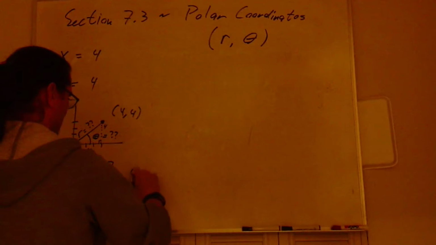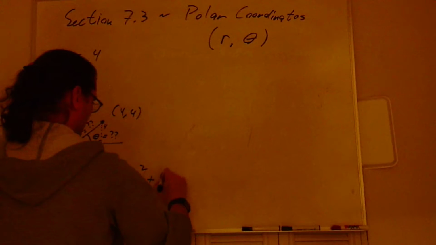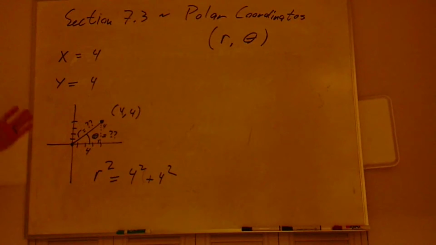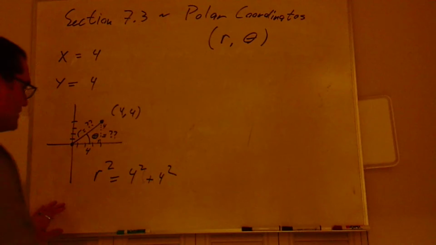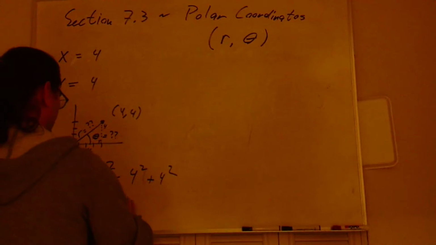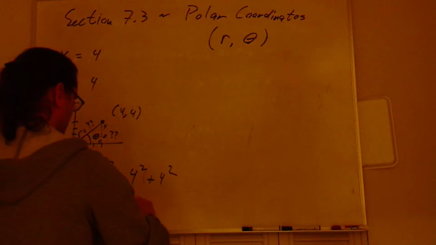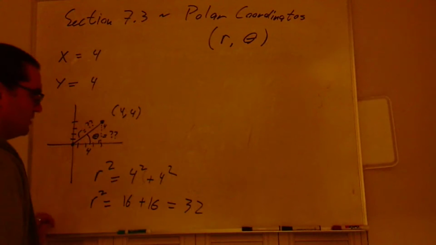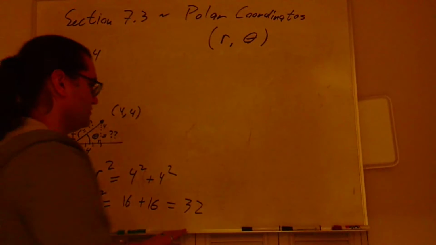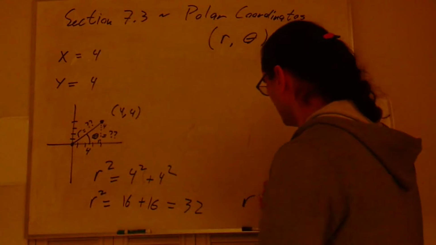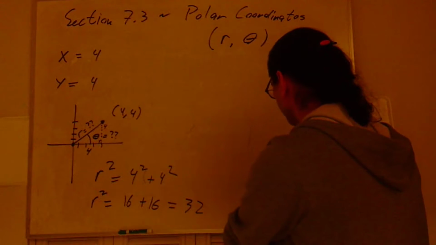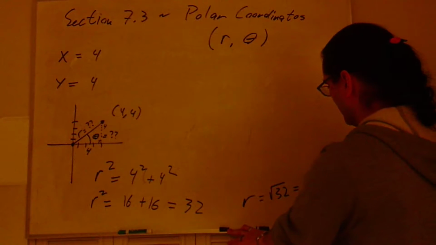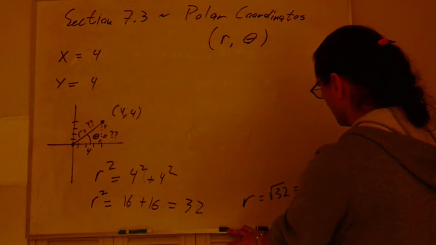R squared equals 4 squared plus 4 squared. It's just a Pythagorean theorem problem. We've done plenty of those. We know how to do the Pythagorean theorem. So r squared is going to be 16 plus 16. That's 32. If r squared is 32, it means that r must be the square root of 32, which I can simplify that a little bit. I'm going to call that 4 square roots of 2.